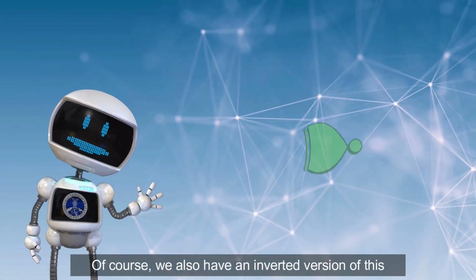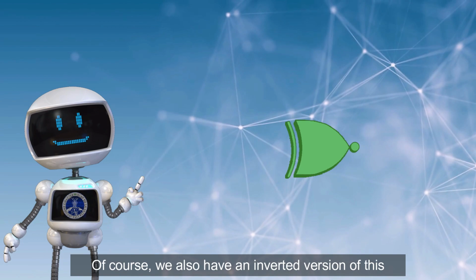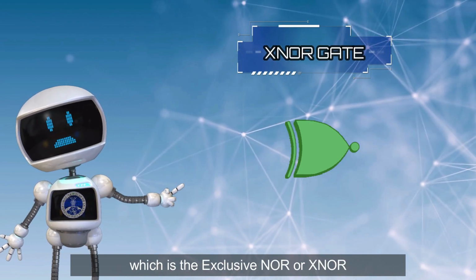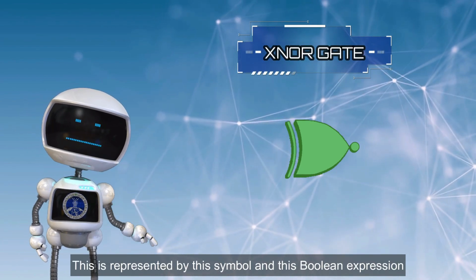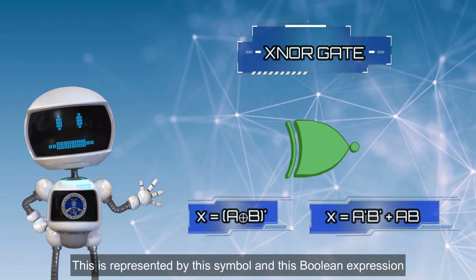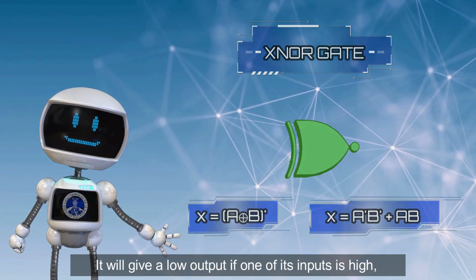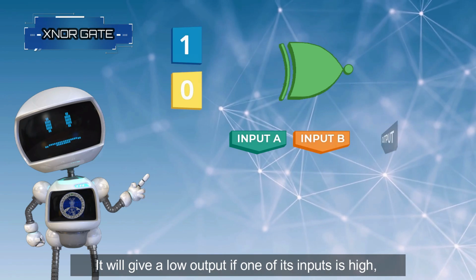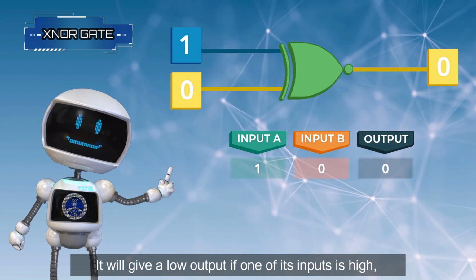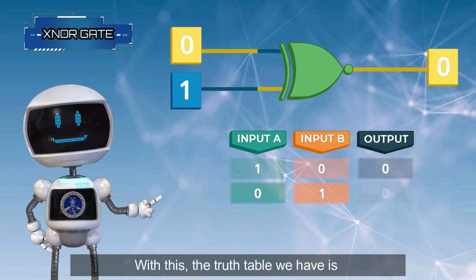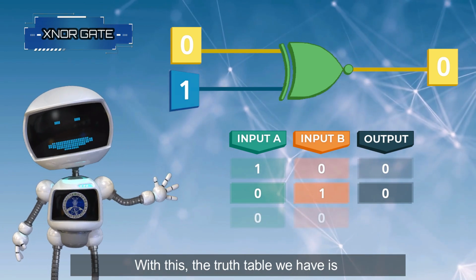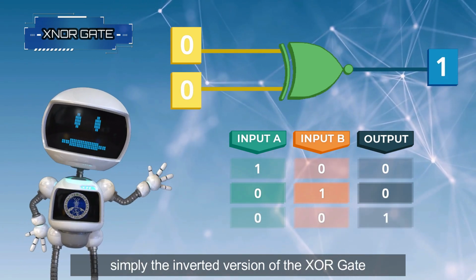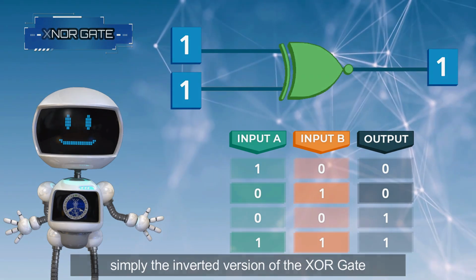Of course, we also have an inverted version of this, which is the exclusive NOR or XNOR. This is represented by this symbol and this Boolean expression. It will give a low output if one of its inputs is high, but not both of them. With this, the truth table we have is simply the inverted version of the XOR gate.